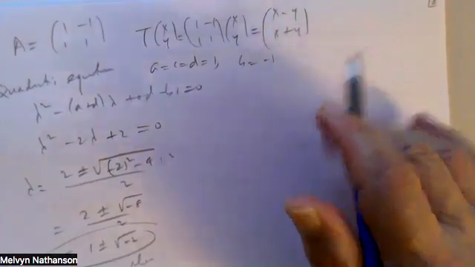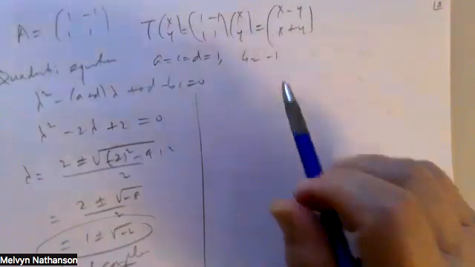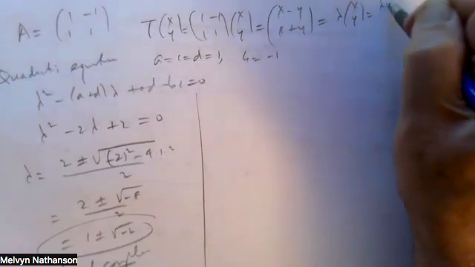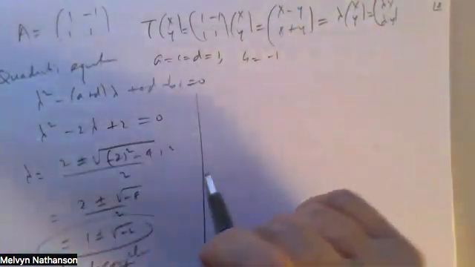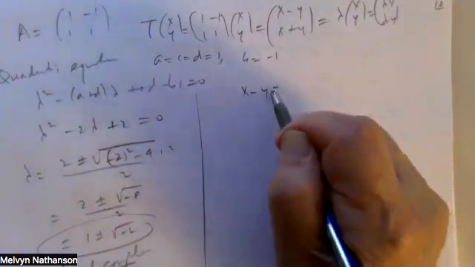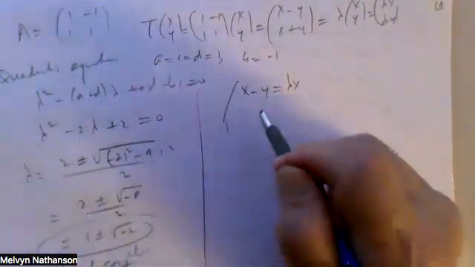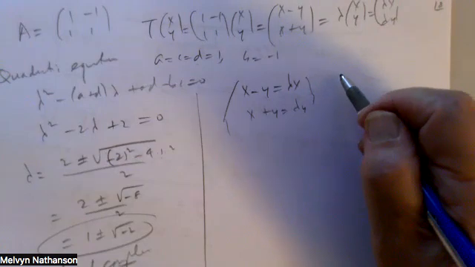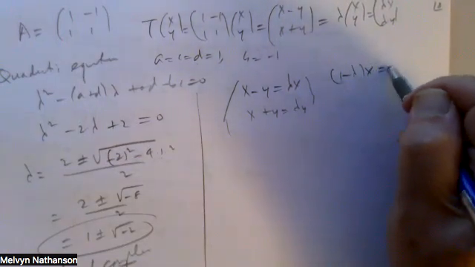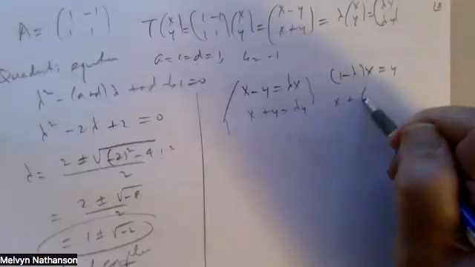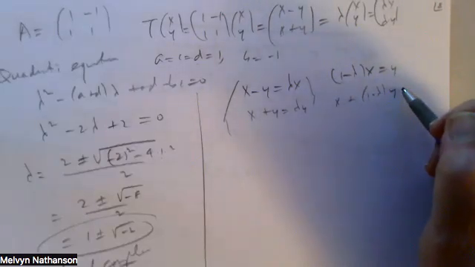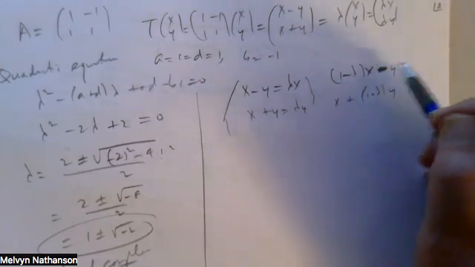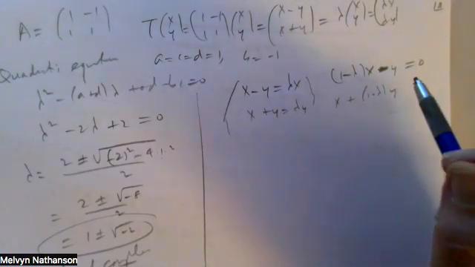We would see the same thing if we tried to solve this directly. Suppose we wanted to solve this equal to lambda times x, y, or lambda x, lambda y. So we would be trying to solve the equations x minus y equals lambda x, x plus y equals lambda y. This is the same as saying (1 minus lambda) x minus y equals 0, and x plus (1 minus lambda) y equals 0.